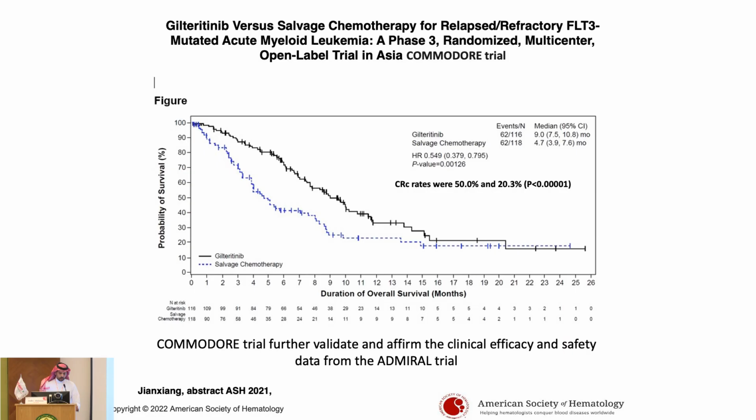They call it the COMMODORE trial, with a similar patient population, a phase 3 multicenter open-label study, which showed again the gilteritinib arm with a median overall survival of 9 months versus 4.7 months for salvage chemotherapy. So this makes gilteritinib the standard of care for relapsed/refractory FLT3-ITD patients.